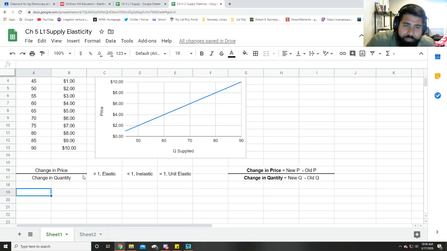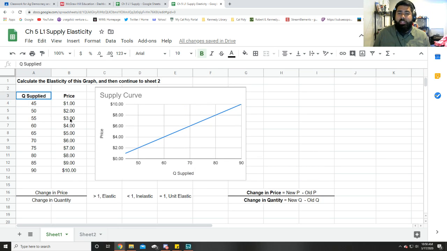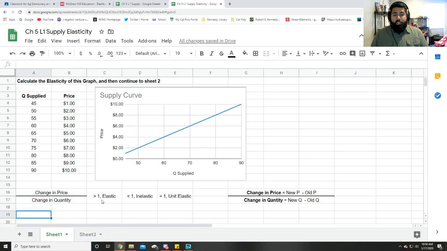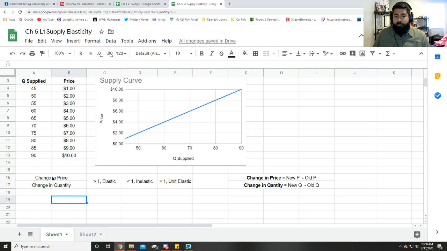Okay, so this is what we're going to do. We have our supply schedule here, and we have our graph. The graph is just there for a visual representation. We're really going to be borrowing these numbers here. And really, all you're going to do is borrow 2 points on here. So it could just be this 45 and 50 with this change in price going over here. So this is what you got to know. Change in price, right? The equation to calculate elasticity is the change in price divided by change in quantity. If your answer is more than 1, then that means this product is elastic.